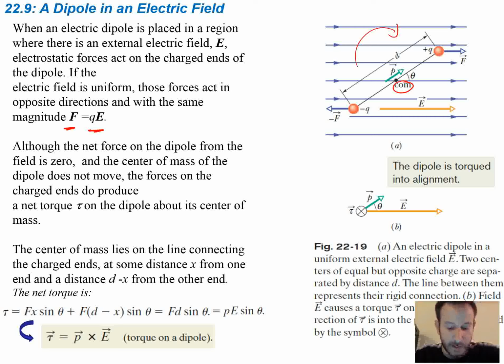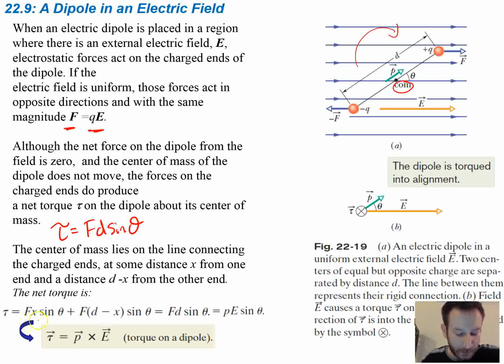So the center of mass lies on a line connecting the charged ends at some distance x from one end and some distance d minus x from the other end. So if I wanted to find the torque, and just a reminder, our torque equation is F d sine theta. It's going to be all the torques added together, so it's going to be the torque from one of the particles plus the torque from the other particle.